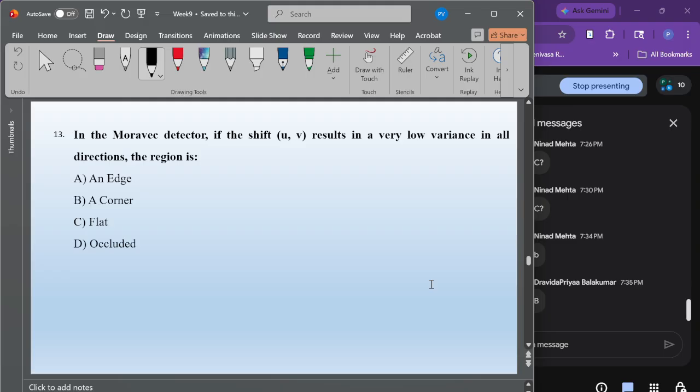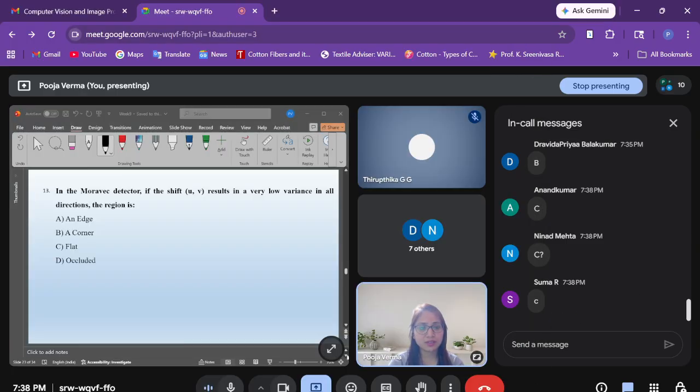The next question is: in the Moravec detector, if shift (u, v) results in a very low variance in all directions, the region is either an edge, a corner, flat, or occluded. In the Moravec detector, if any shift creates a very low variance in all directions, the region is... okay, answer C.